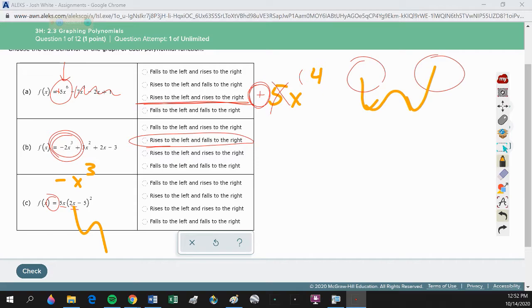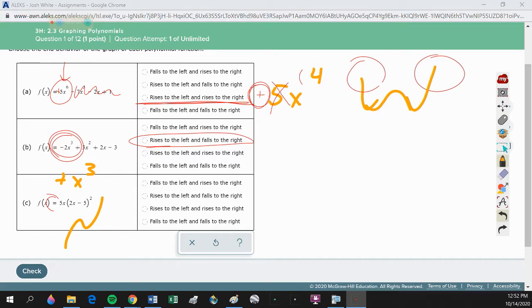The 5 is, oh, sorry, positive. You were paying attention. Way to go. It's going to look like that because it's a positive x to the third. I said it wrong. So it falls to the left and rises to the right. Do you guys want to see another set of these?